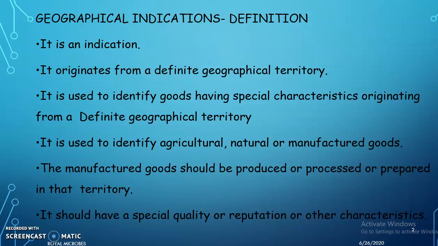It is used to identify agricultural, natural, or manufactured goods. The manufactured goods should be processed, produced, or prepared in that territory itself. It should have a special quality or reputation or other characteristics.